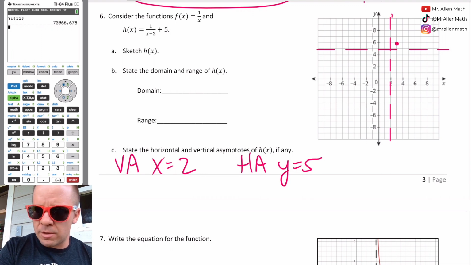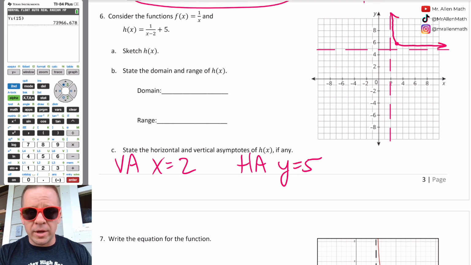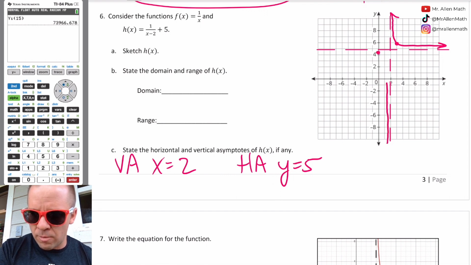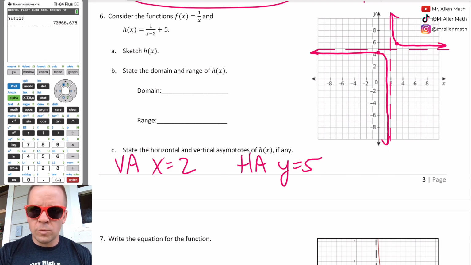I guess I'm doing this one all in pink. Last time it gave me trouble trying to switch. There we go. And I can even plug in 0, right? 0 would give me negative 1/2, plus 5 is 4.5, so we'll go right there. Not necessary unless we ask you for points, right? But there we go. Wonderful.